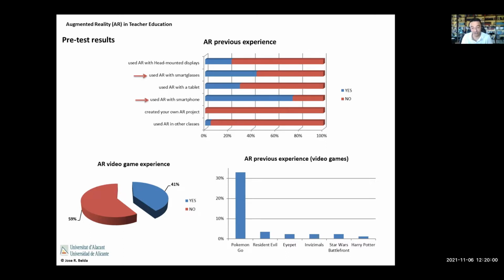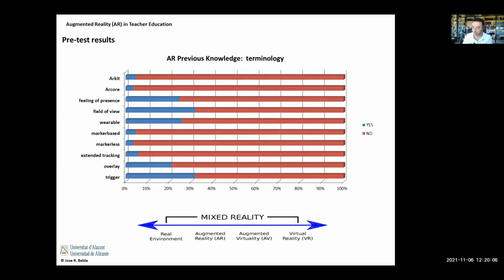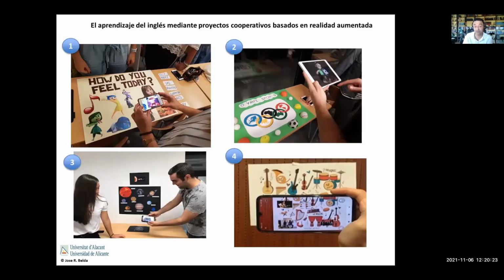augmented reality users, not as content creators. So that was the first time for all of them that they were going to create their own lesson. And you can see here in terms of terminology, and that was a previous experience, most of them, again, their knowledge was very low. They didn't know most of the concepts like trigger, overlay, extended tracking, markerless, marker-based, in blue colors. So you see that was a new experience for them.